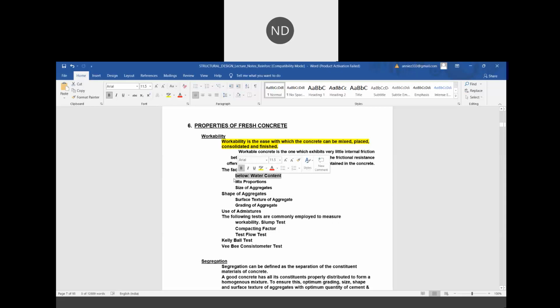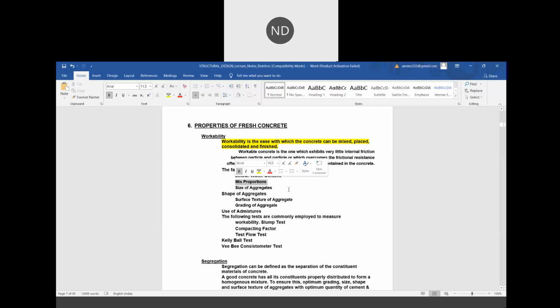Because what will happen if the water content is more in a concrete mixture, in the water cement ratio? Your concrete will be very liquidy, so it will not give you the proper strength. You can place it properly in the mold, but it is not going to set fast. It will take more time. So it will not give you the proper strength because of the more amount of water.